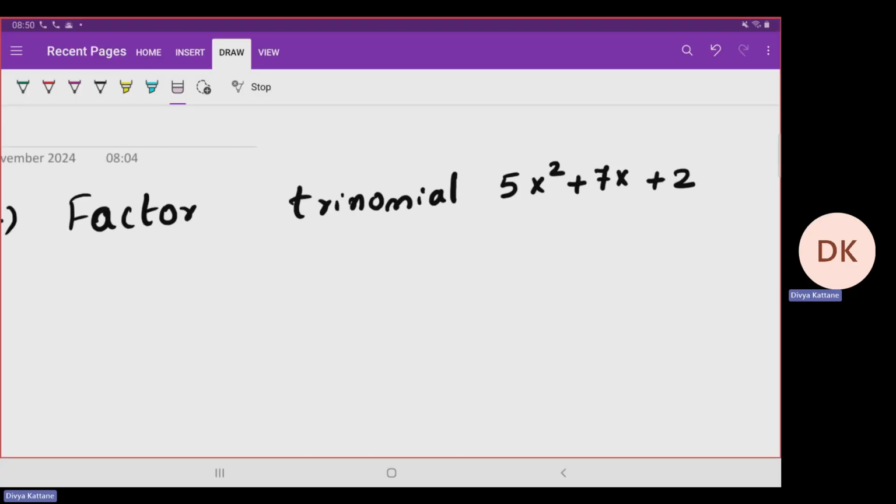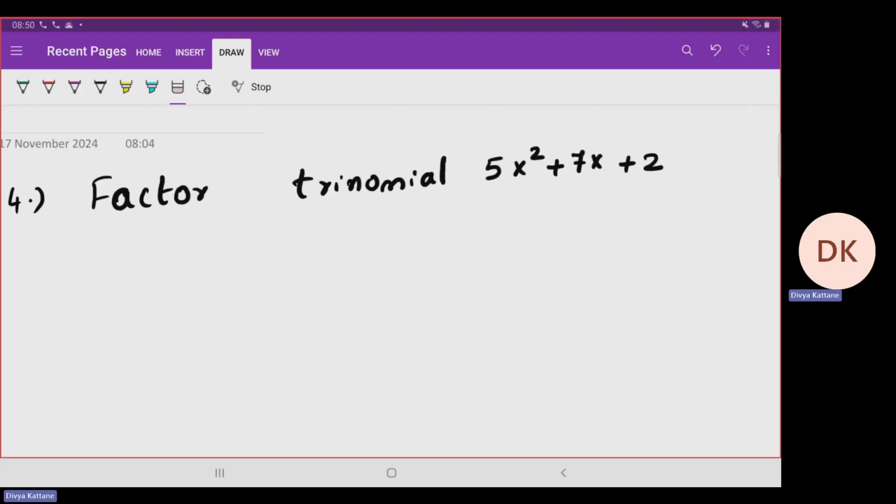So the question here is: factor the trinomial 5x² + 7x + 2. If we need to factor a trinomial of the form ax² + bx + c, we need to apply the AC method.